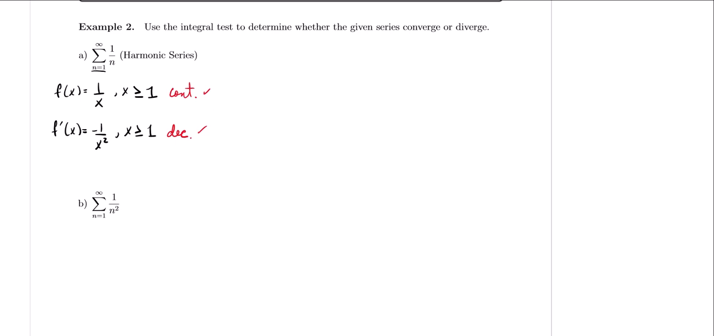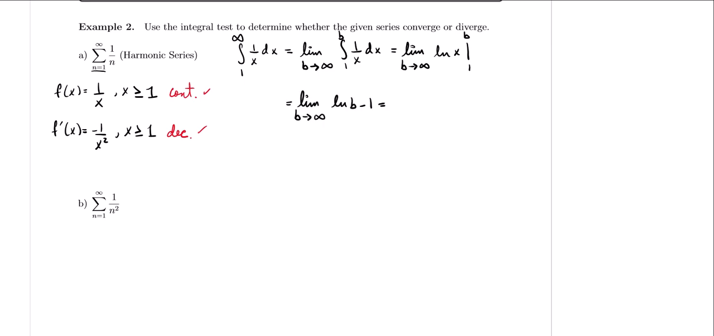Alright, so using the integral test, we're going to get the integral from 1 to infinity of 1 over x dx. Since this is an improper integral, we need to rewrite it with limit notation, which gives us the limit as b approaches infinity of the integral from 1 to b of 1 over x dx. Evaluating the integral, we get the limit as b approaches infinity of ln of x, evaluated at 1 and b, which gives the limit as b approaches infinity of ln b minus ln 1, which we know is 0.